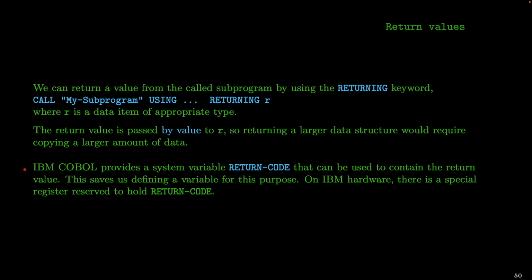One interesting thing about this returning is that IBM COBOL provides a system variable called return code that can be used instead of this r here to contain the return value. And this would simply save us defining a variable particularly for this purpose. And on IBM hardware, there's actually a special register reserved to hold the return code.